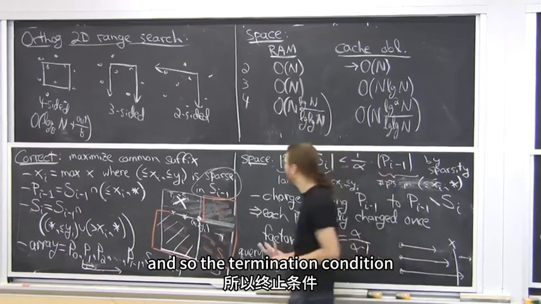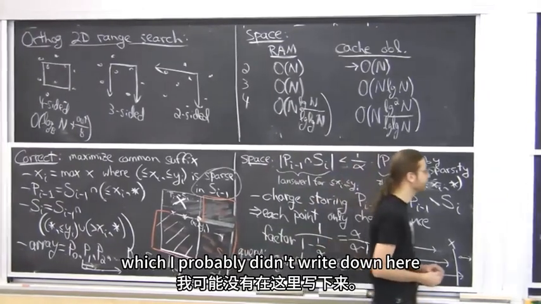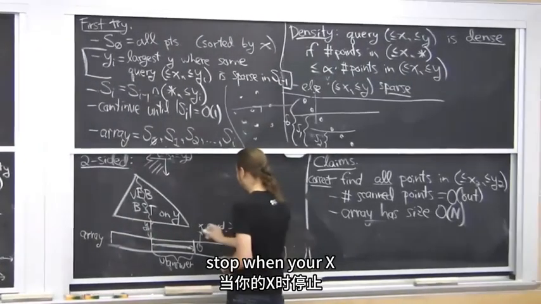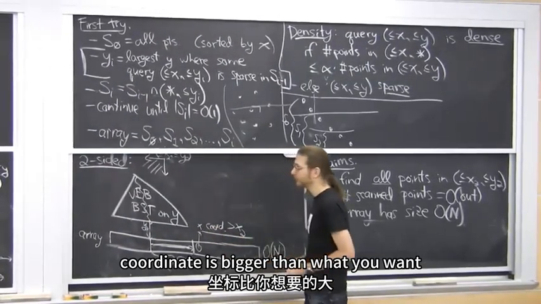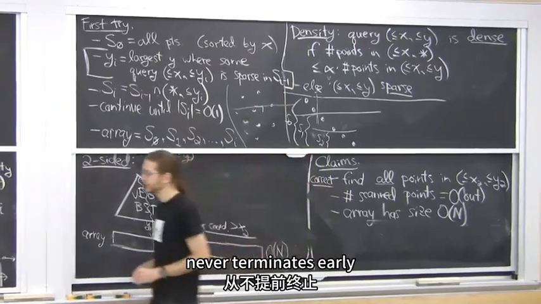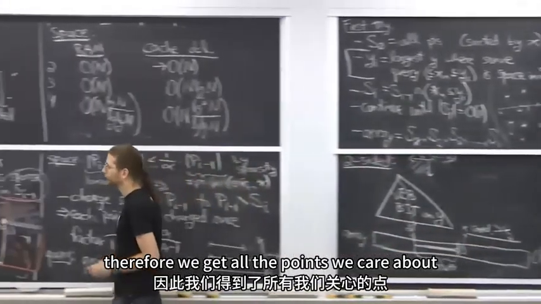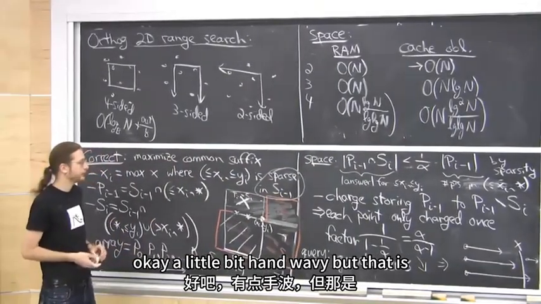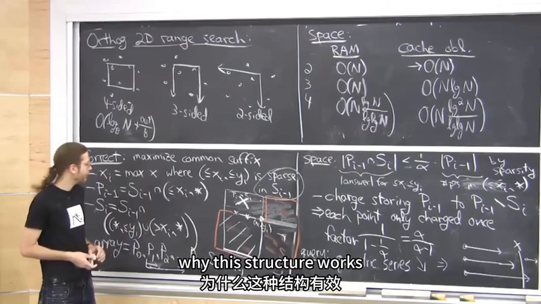And so the termination condition, which I probably didn't write down here, which is, stop when your x coordinate is bigger than what you want, never terminates early. Therefore, we get all the points we care about. Okay, a little bit hand-wavy, but that is why this structure works.